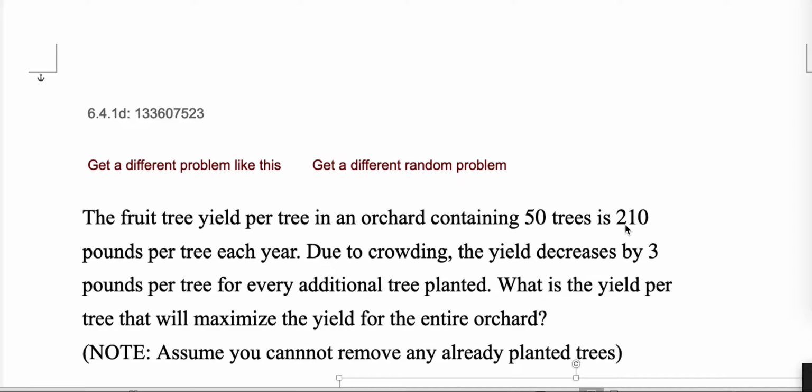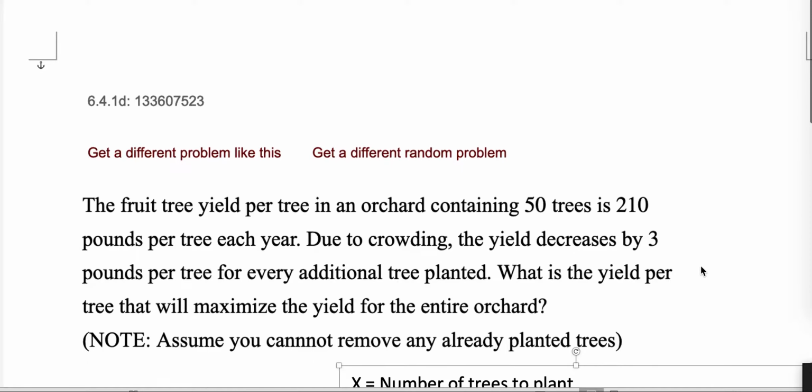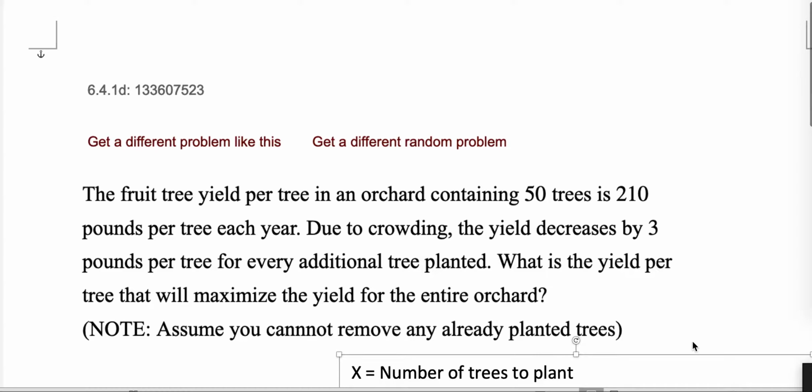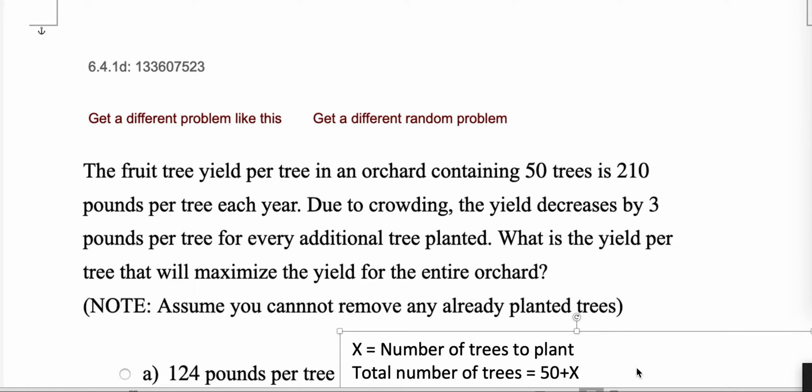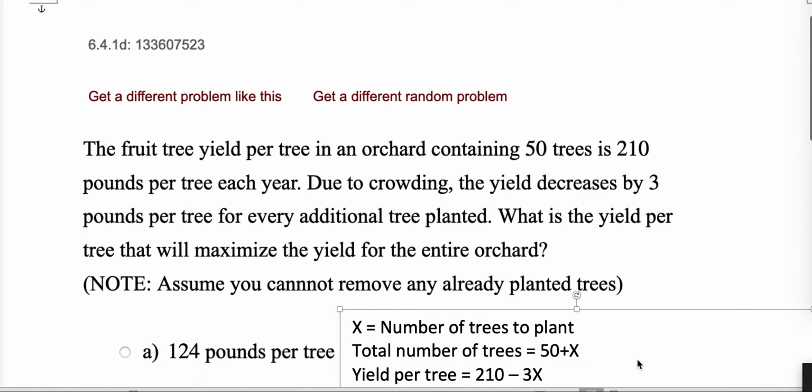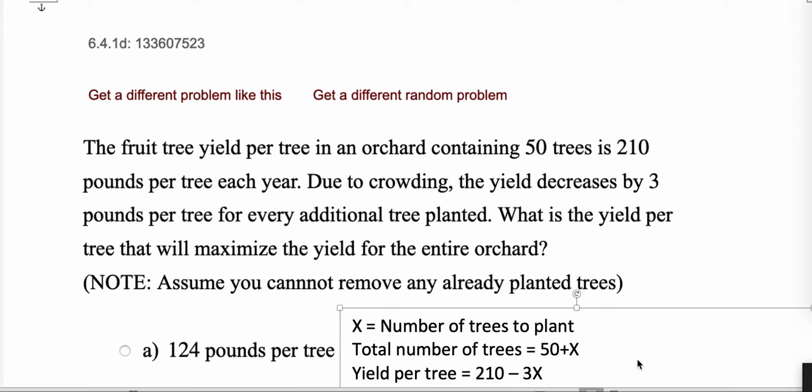So we're going to take that same approach, but we are planting trees. I don't know how many trees, so I recommend that you assign a variable to the number of trees you're going to plant. Often we use x for the unknown, so I'm calling x the number of trees we're planting. That would mean that we now have 50 plus x trees. The yield is 210 currently, but every time we plant a tree, it reduces by 3 pounds. So that's going to be a yield of 210 minus 3x.